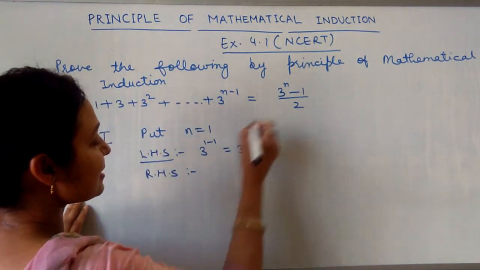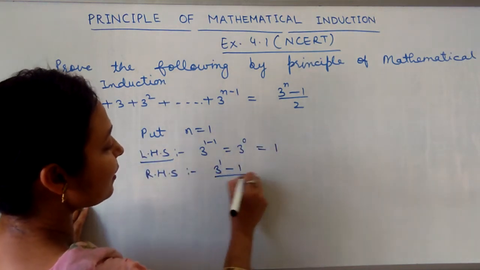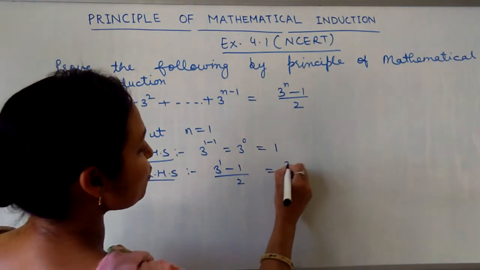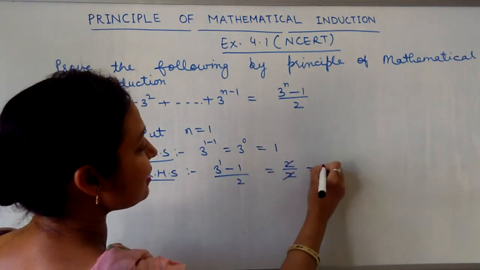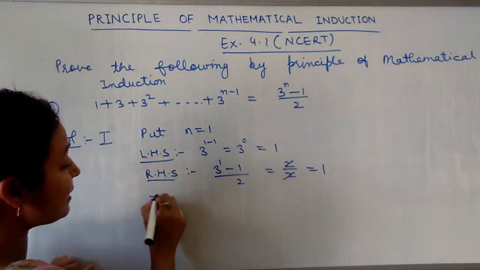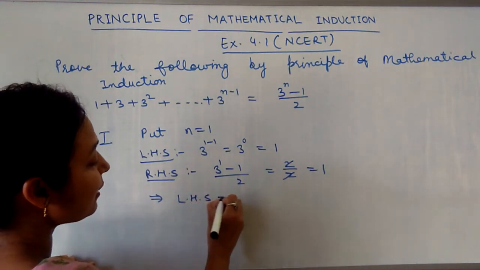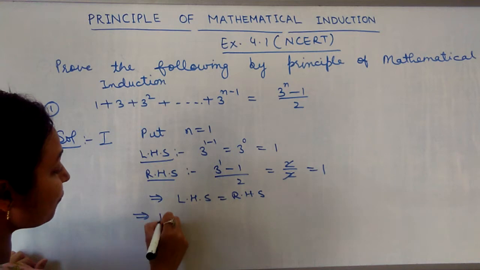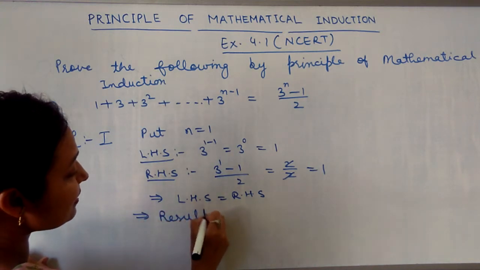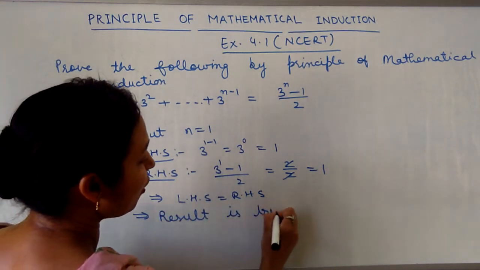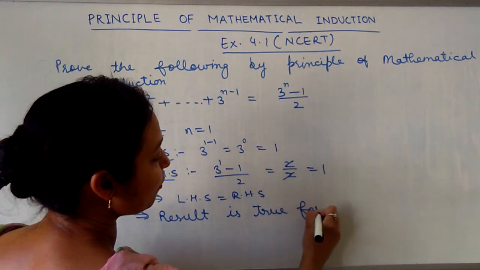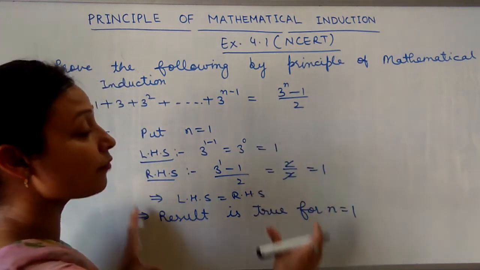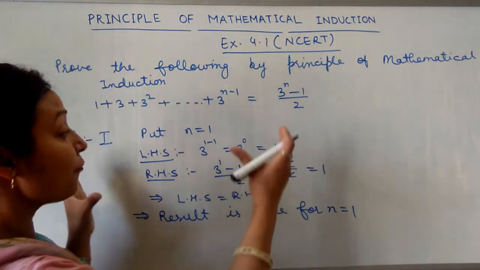Okay, right hand side. This is the first step. Right hand side is 3 raised to power 1 minus 1 upon 2. That means 2 upon 2, and after cancellation you get 1. This implies left hand side equals right hand side, and the result is true for n equals 1. So this is your first step.